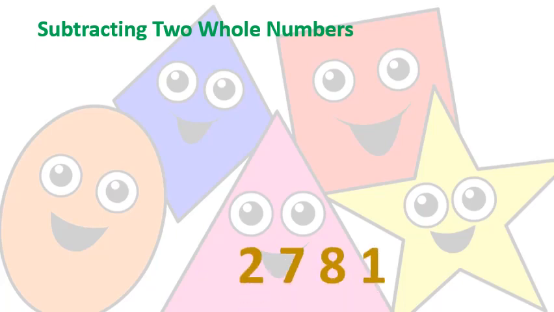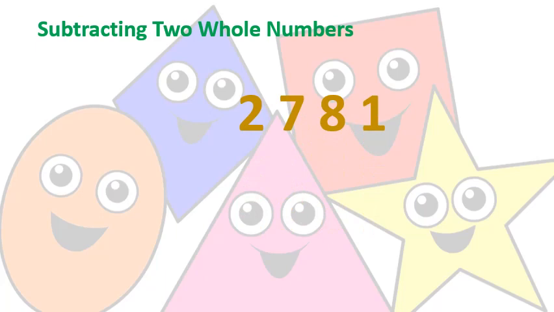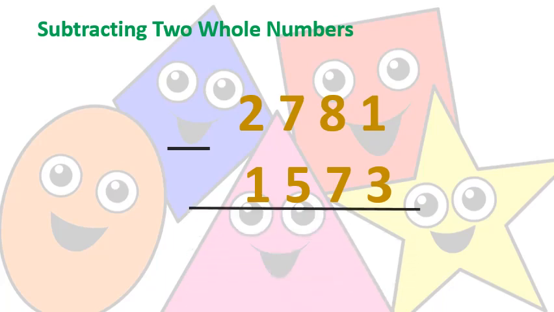So if we have 2781 and we want to subtract from it 1573, we're starting with the whole part. Can we subtract 3 from the 1? No, because 3 is greater than 1. Then what are we going to do? We're supposed to borrow from the 8.